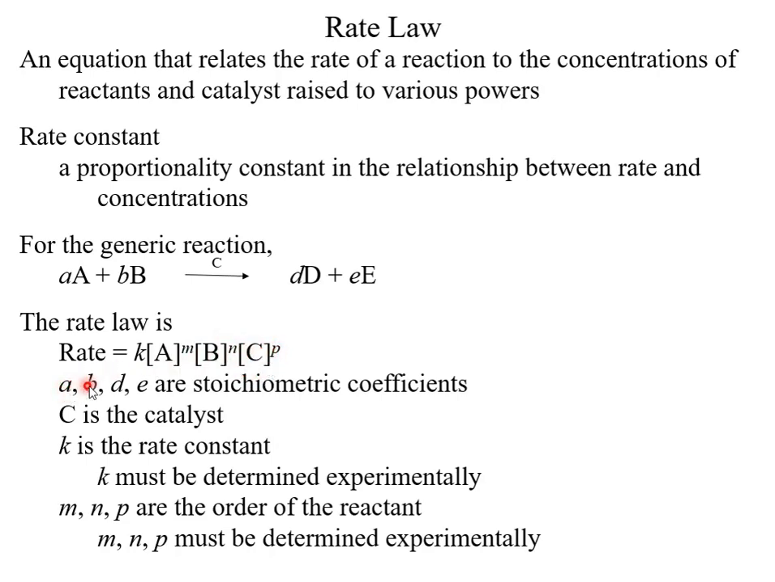Now, as I said, a, b, d, and e are the stoichiometric coefficients, but you'll notice that they do not appear in the rate law equation. C is the catalyst. Like I said, k is the rate constant. You have to find that experimentally. And then these m, n, and p are what we call the order of the reactant. They also have to be determined experimentally. I can't look at a chemical equation and get what the rate law is. Okay? I have to do an experiment to find that out.